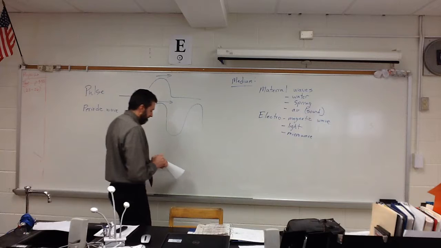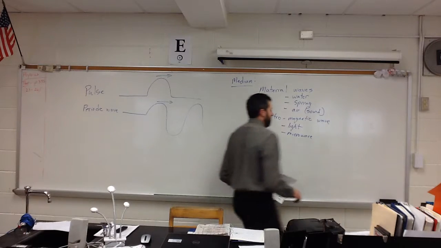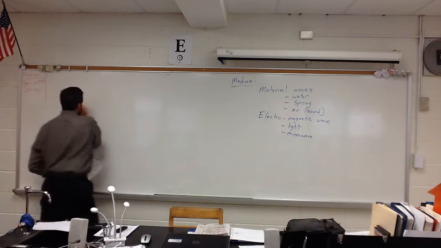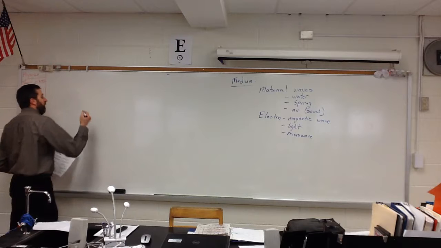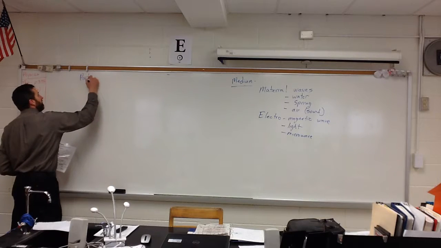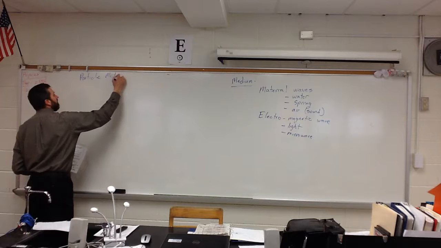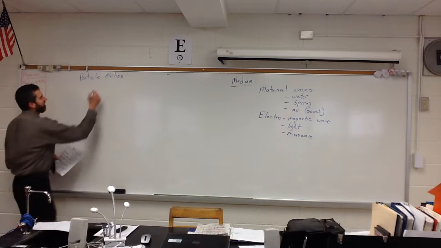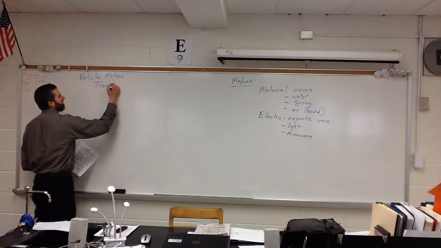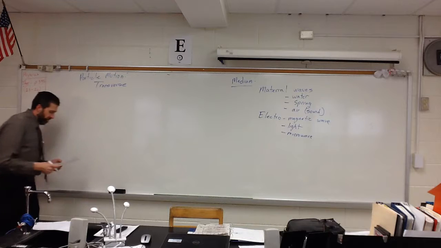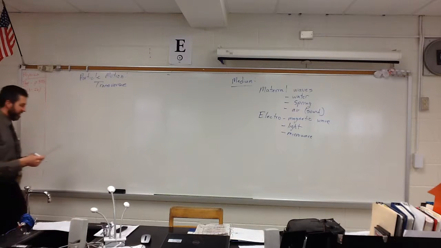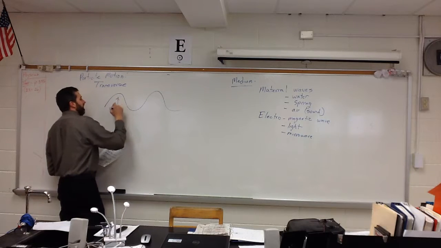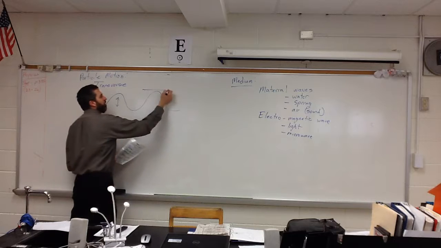Now, when you're actually looking at a wave, when you break a wave down, there's a way that the particles move. Or there's a couple ways that particles can move. Particle motion. The first type is called transverse. Transverse waves are probably the most common, recognizable, and basically you have the material moving up and down or back and forth while the wave is moving forward.